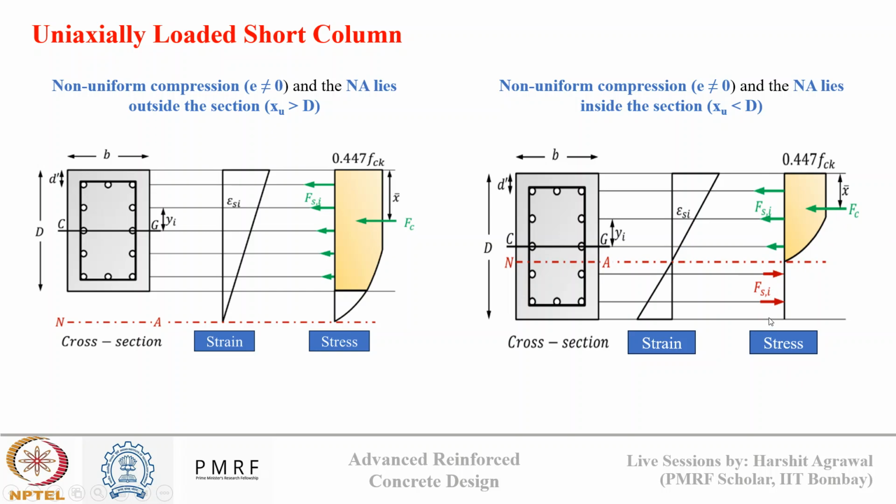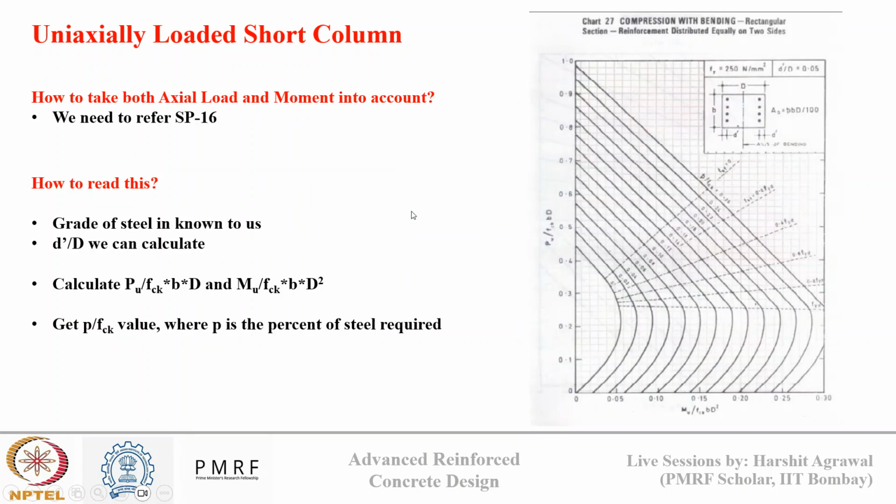Now theoretically, designing such an eccentrically loaded column is complex because the stress distribution is not uniform, and it can be difficult to calculate every time the location of this force and the amount of this force. So as an alternative, we use the SP16 design charts. Here, knowing the grade of steel, the effective cover to total depth ratio, and the ultimate load and moment factors, we can estimate the percentage reinforcement required for a column to resist the load and moment. So we saw a numerical on how we can use these SP16 charts for designing a reinforced concrete section.